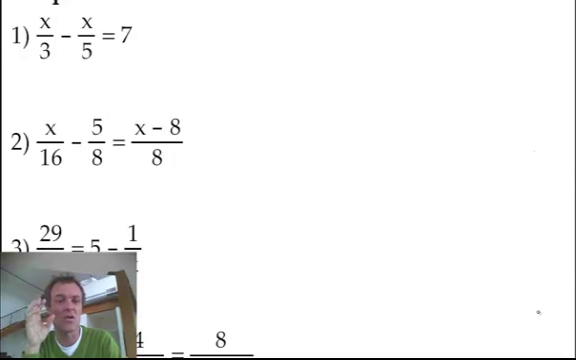Because I can see all of these have denominators and I want to try and get rid of them, so if I multiply by the lowest common denominator, they will go, okay? But don't forget you've got to do that to everything. Now, look at question 1. I've got a 3 and a 5 as a denominator, I don't want them, so I'm going to multiply by 15 because that's the lowest common denominator. So here's how you set these up.